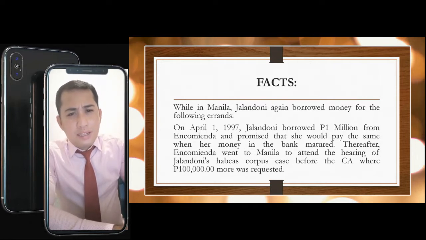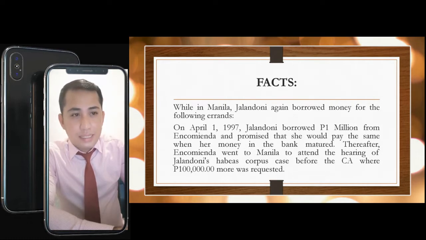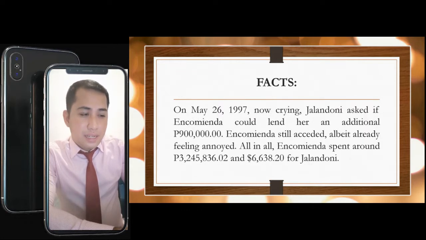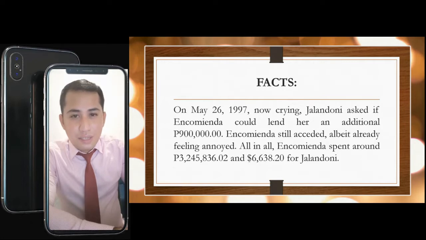On April 1, 1997, Halandoni borrowed 1 million pesos from Incomenda and promised that she would pay the same when the money in the bank matured. Thereafter, Incomenda went to Manila to attend the hearing of Halandoni's habeas corpus case before the Court of Appeals, where 100,000 pesos more was requested. On May 26, 1997, now crying, Halandoni asked if Incomenda could lend her an additional 900,000 pesos. Incomenda still acceded, albeit already feeling annoyed.